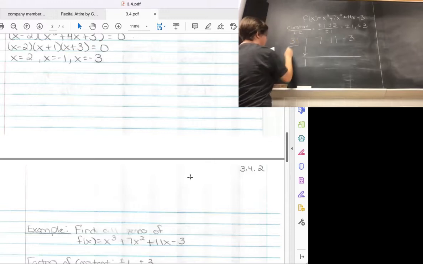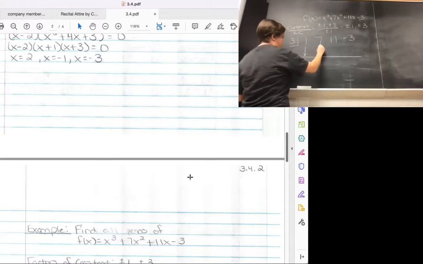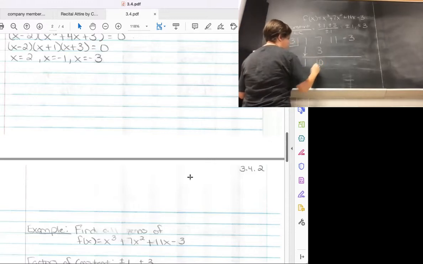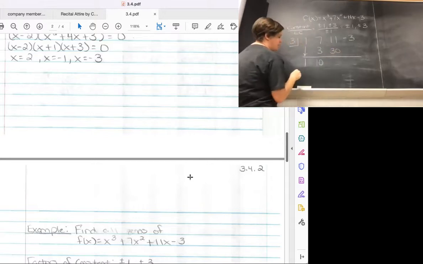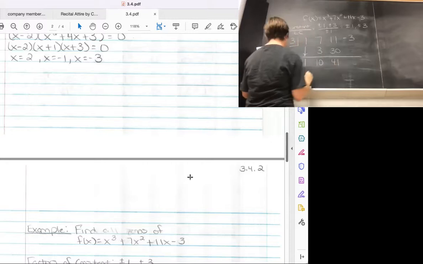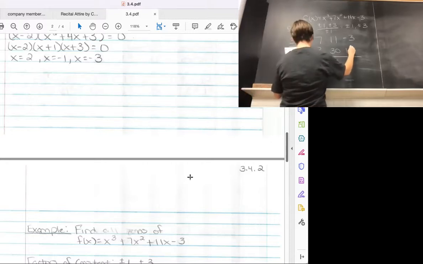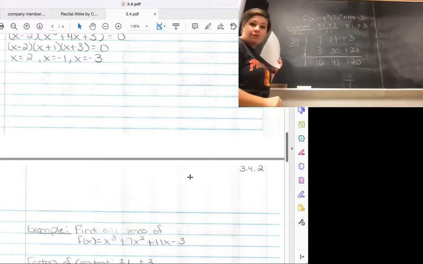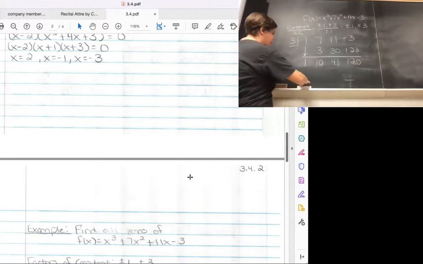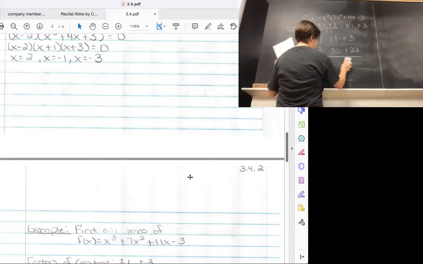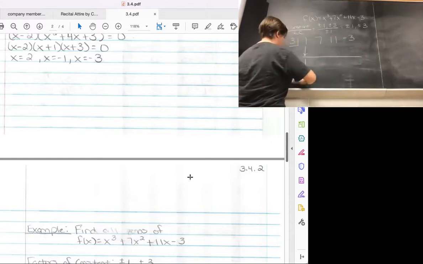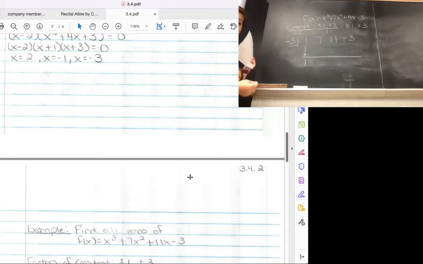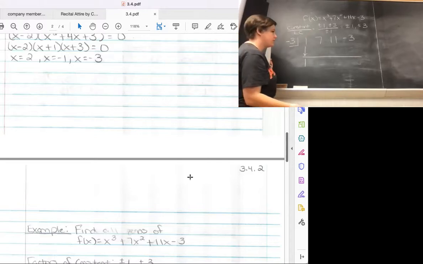What about 3? 3 times 1 is 3, add down. 3 times 10 is 30. That's not looking good. Add down, so now we have 41. 41 times 3 is 123. Add down, I get 120. Well, that's definitely not 0, so that doesn't work. I wonder if we have any zeros. We only have one option left, which is negative 3. That's our last choice to try and find a rational 0.